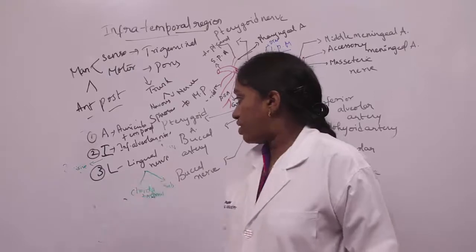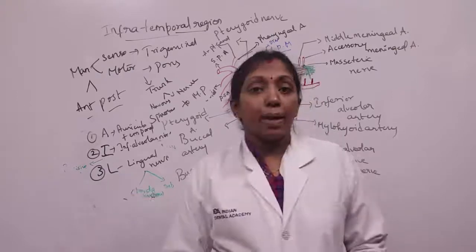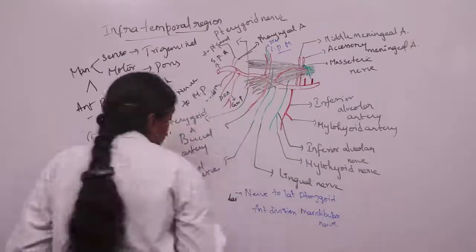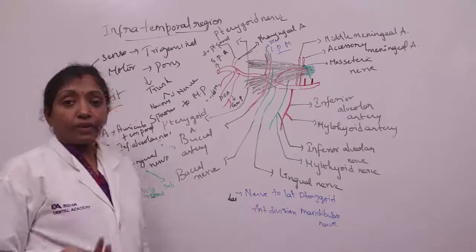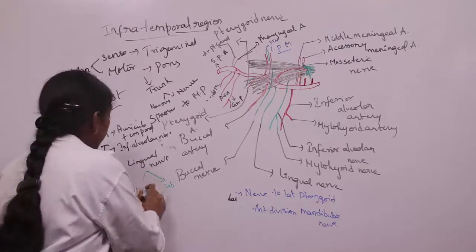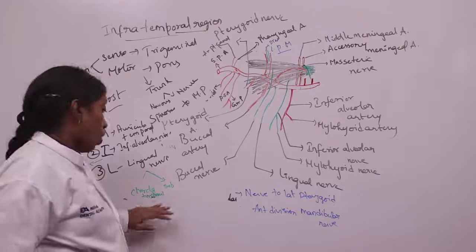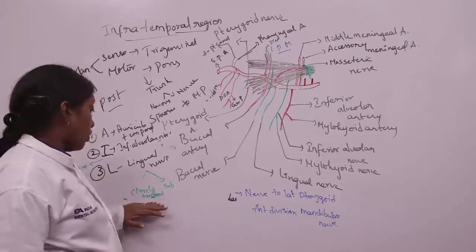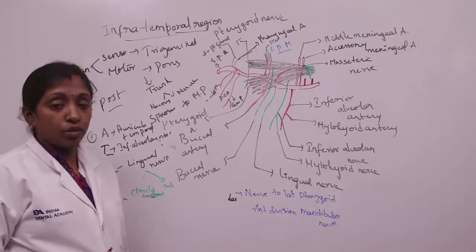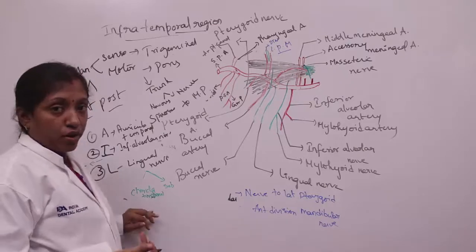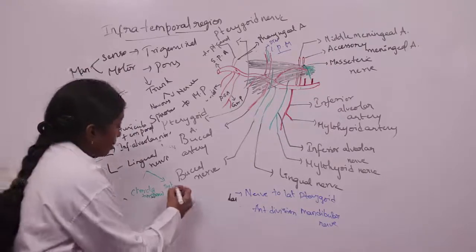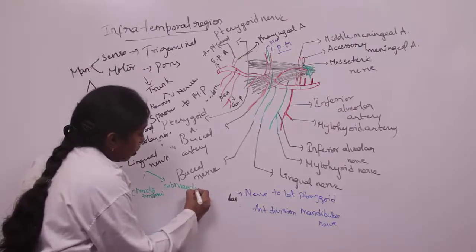So coming to the third branch of the posterior division of the mandibular nerve, that is the lingual nerve. The lingual nerve provides general sensation for the anterior 2/3 of the tongue. It communicates with the chorda tympani nerve, and along with the chorda tympani nerve it supplies the anterior 2/3 of the tongue. Taste sensation is carried by the chorda tympani nerve, and it is also connected to the submandibular ganglion.